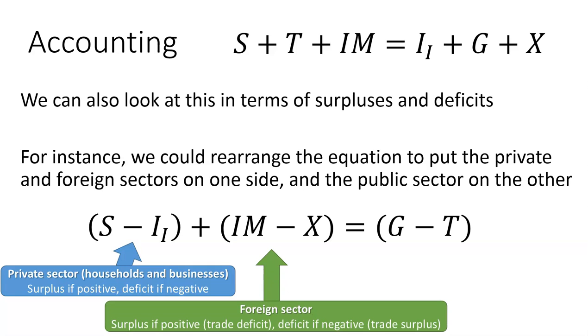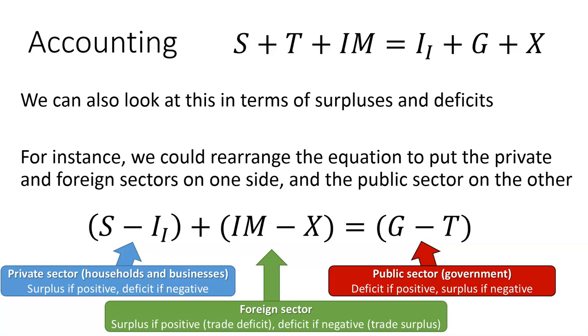The next term then is your foreign sector. If that number is positive, we say the foreign sector is in a surplus. Again, we'd usually call that a trade deficit, but I want you to think of that as a foreign sector surplus. If that number comes out negative, we say the foreign sector is in deficit. On the right-hand side, then, you've got government spending minus taxes.